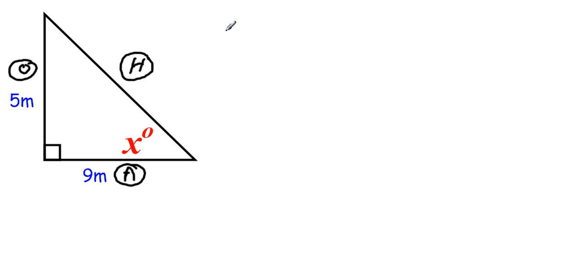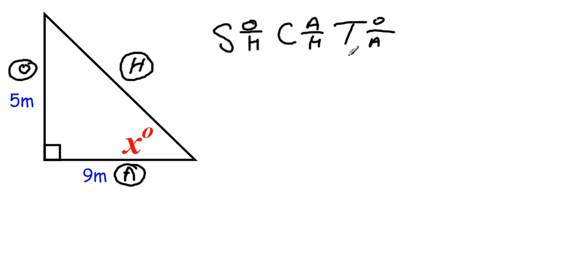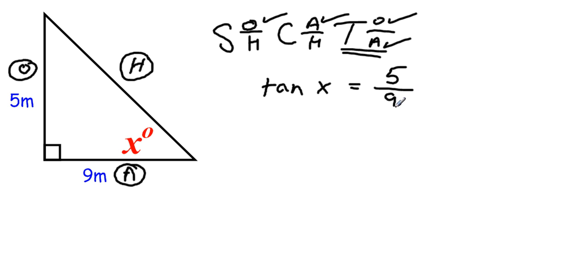Okay, so we write out SOHCAHTOA, because that helps us remember the formula, that sine is opposite over hypotenuse, that cosine is adjacent over hypotenuse, and that tan is opposite over adjacent. Tick off the sides you have, in this case the opposite and the adjacent, and that will tell us that this question is a tan question. So tan of our angle x is the opposite side 5 over the adjacent side 9.